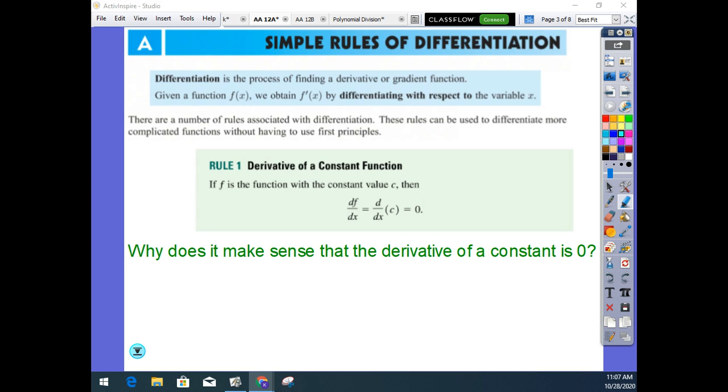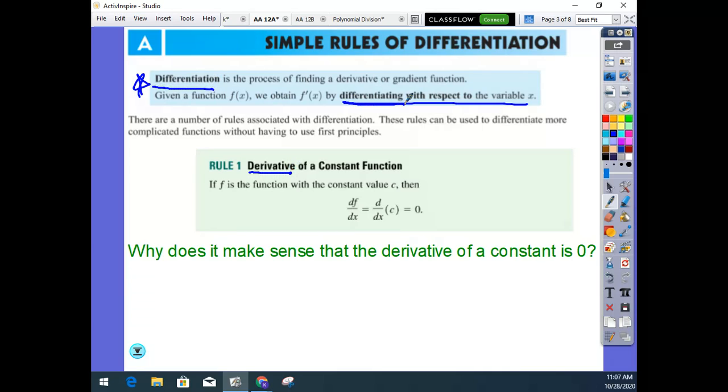So 12a is pretty straightforward. It's just your basic rules of derivatives. Okay, so first of all, differentiation is just another word for take the derivative. It's just differentiating with respect to x. Sometimes people get confused about the words derivative, differentiation, differentiating. It all just means derivative. Take the derivative. We're just going to learn all the shortcuts to taking the derivative.